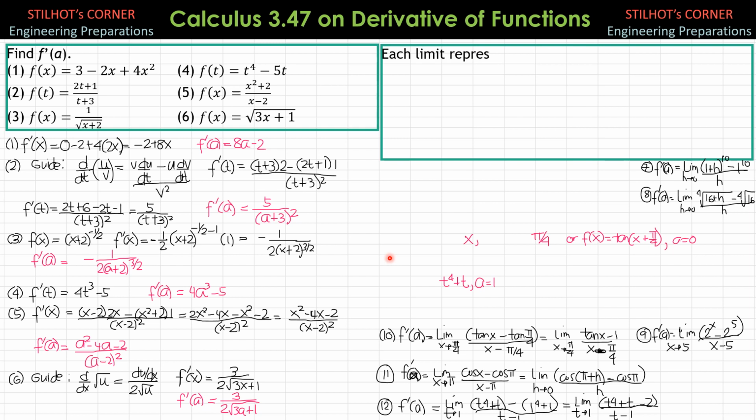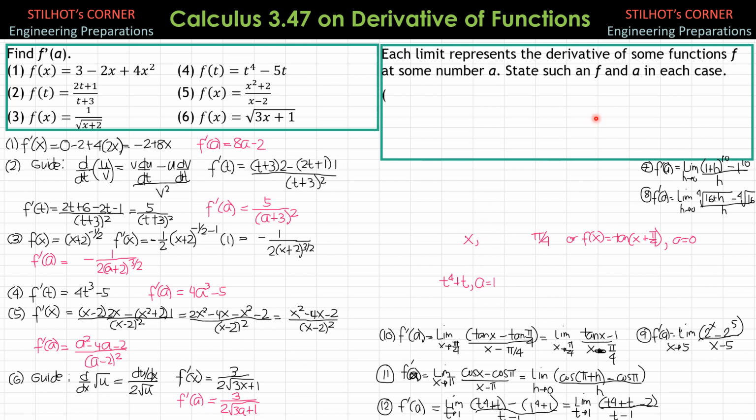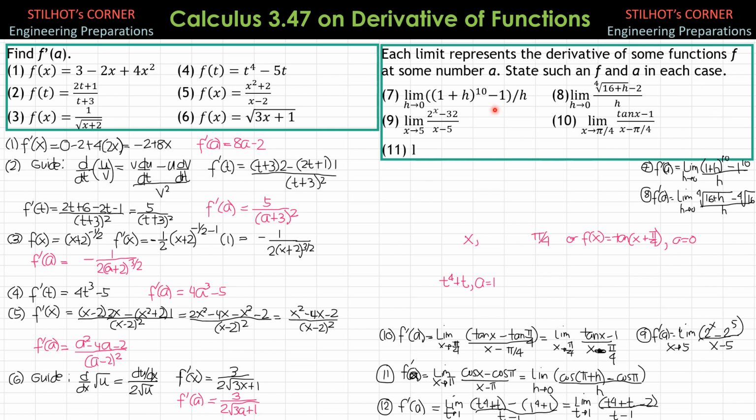For the next batch of problems, exercises, each limit represents the derivative of some functions f at some number a. State such an f and a in its case. So for number 7, limit as h approaches 0 of quantity 1 plus h raised to 10 minus 1 all over h. So this is our guide.